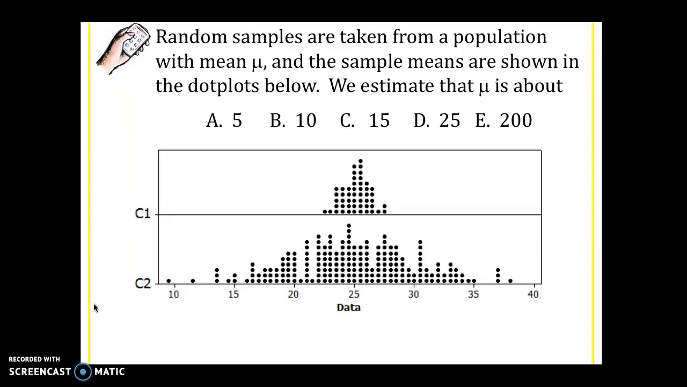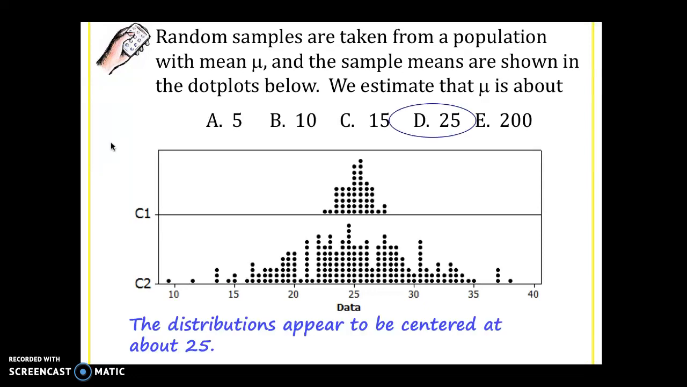Okay, random samples are taken from a population with mean mu. That's our parameter. And the sample means are shown in the dot plots below. What would we estimate from these two dot plots that the population parameter mu is? And the answer, 25. To get the population parameter, it should be about the center of the dot plots, which it is, about 25.